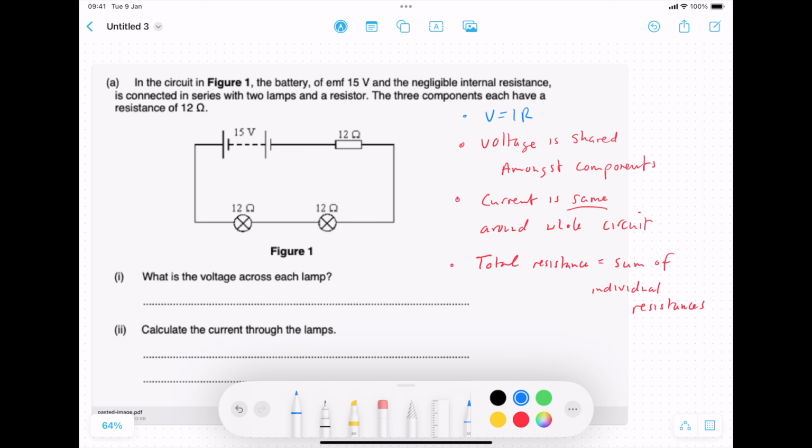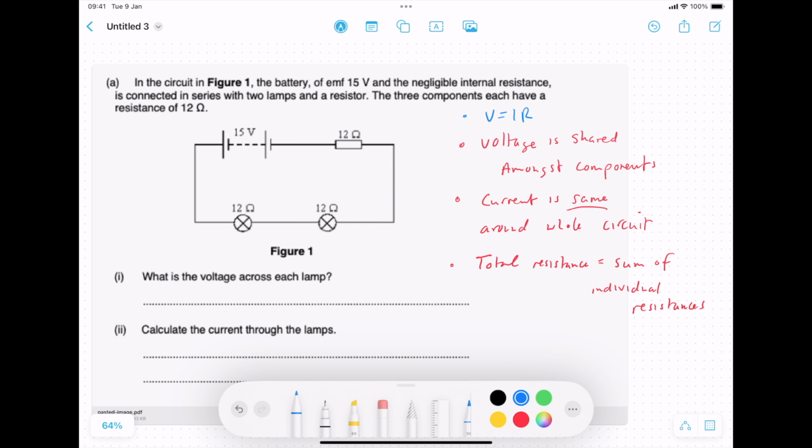Let's take a look at the question. So in the circuit, figure 1, the battery of EMF 15 volts. EMF means electromotive force, and it's just another phrase for voltage. A negligible internal resistance is connected in series with 2 lamps and a resistor. The 3 components each have a resistance of 12 ohms. What is the voltage across each lamp?